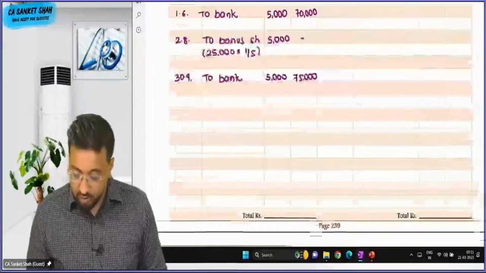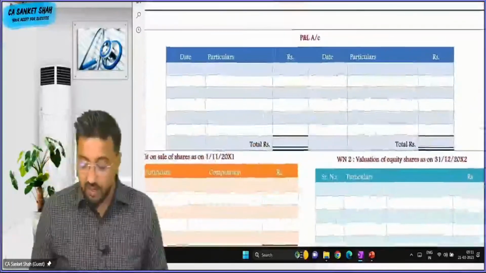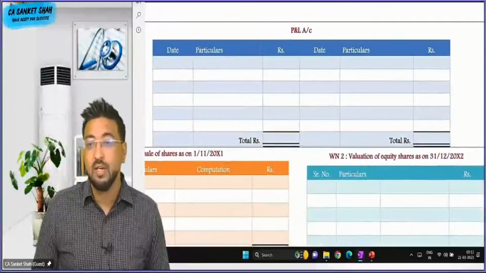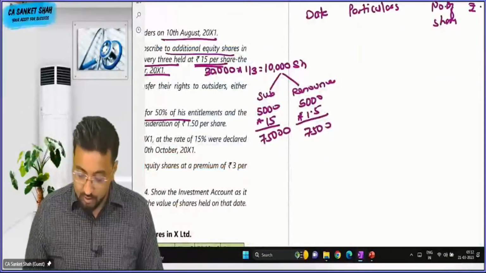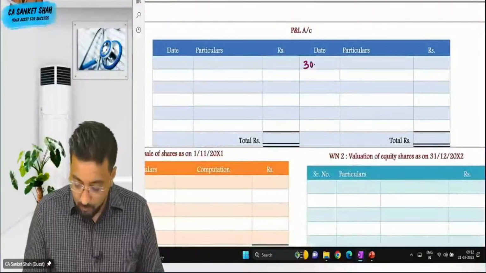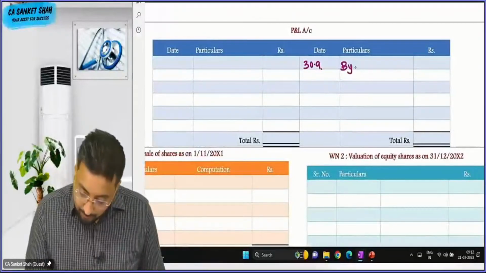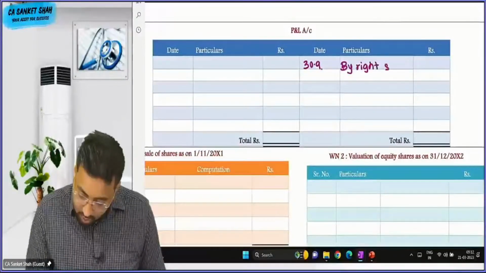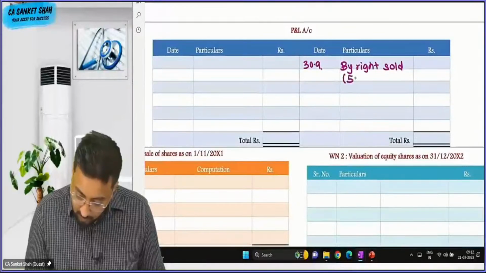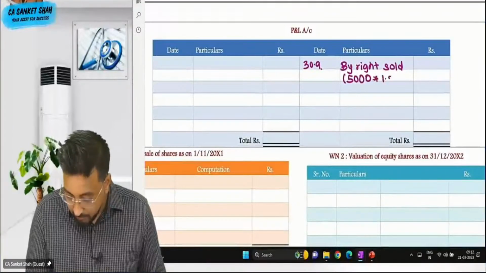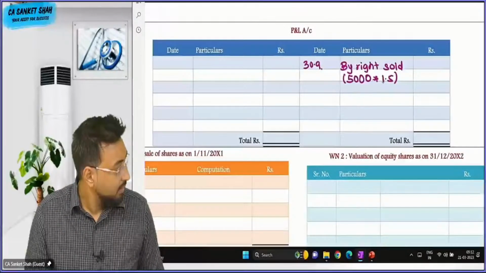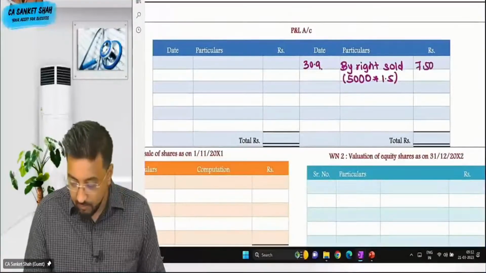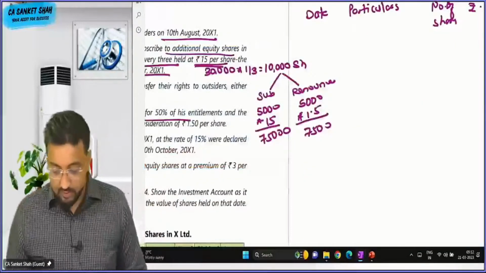And for the renouncement, in the P&L, you draw date, particulars, rupees. In that you can write renounced on 30th September, by right sold, 5,000 into 1.5, 7,500.